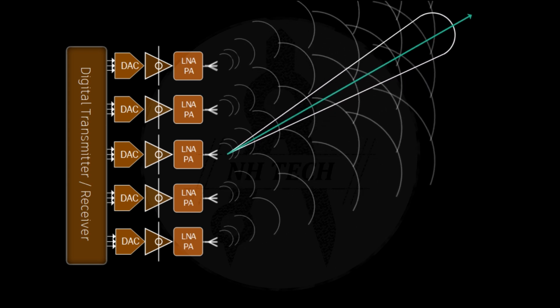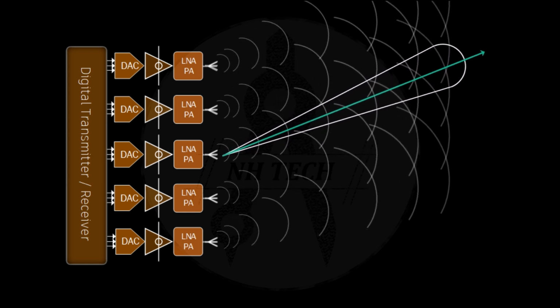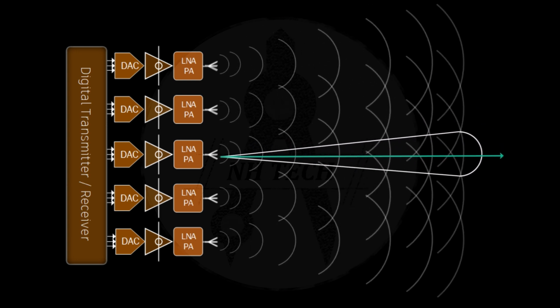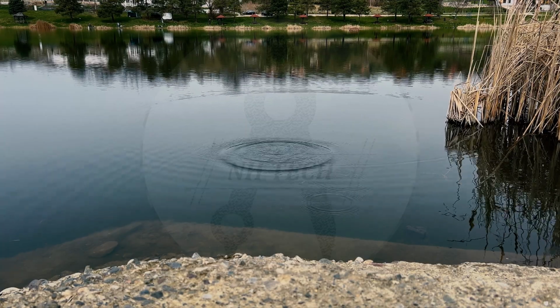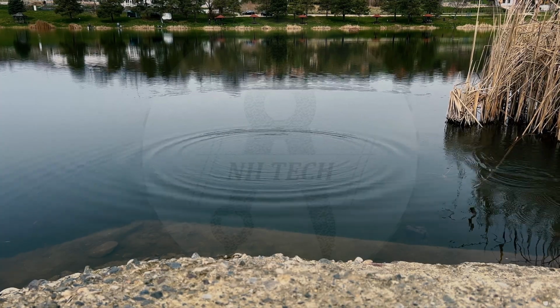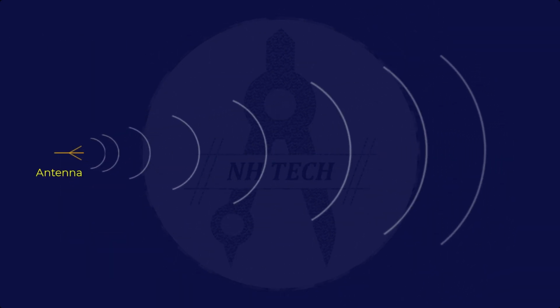To understand how this electronic beam steering works, we first need to understand how electromagnetic waves travel through space. Imagine dropping a small stone into a calm pond. The ripples spread outward in expanding circles. Radio waves behave in a very similar way.